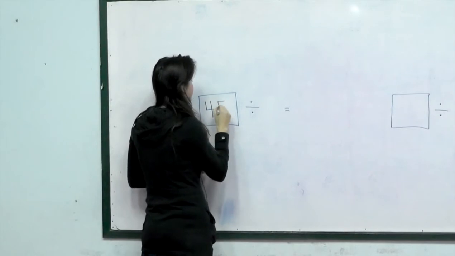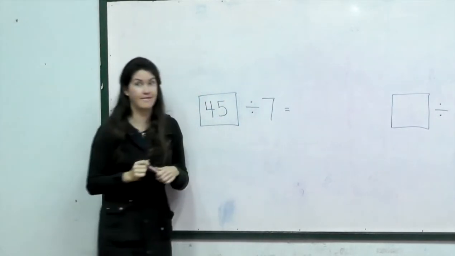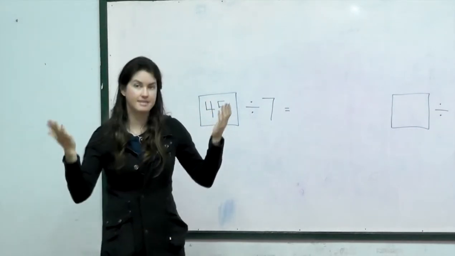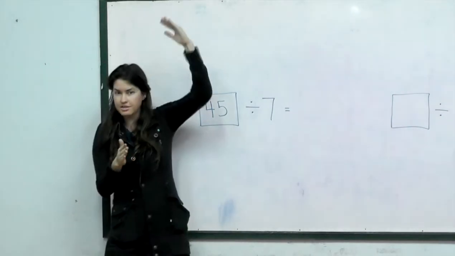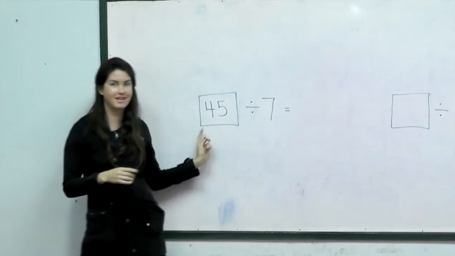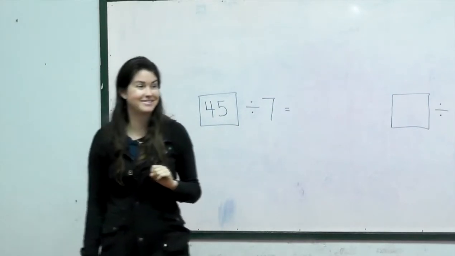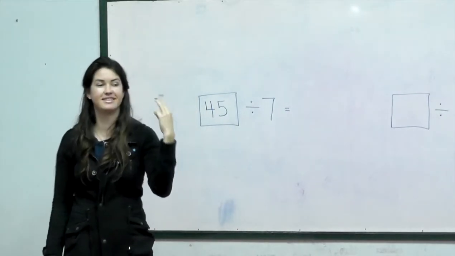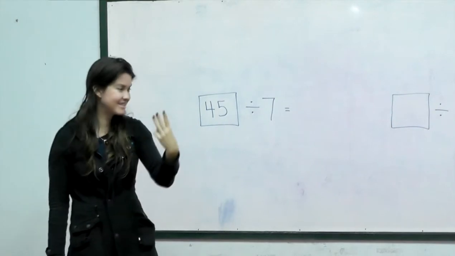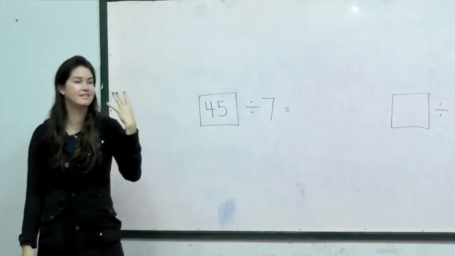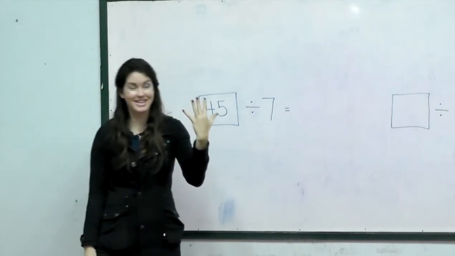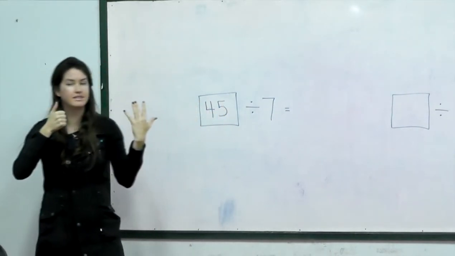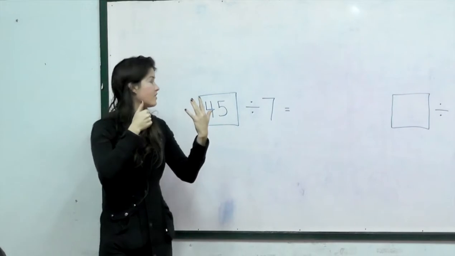Let's do 45 divided by 7. What are we counting by? 7s. What are we going to get close to but not too far? This number right here, 45. You got it? Ready? Here we go. 7, 14, 21, 28, 35, 42.